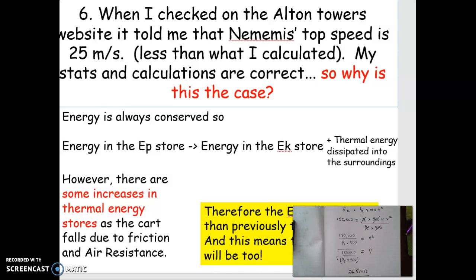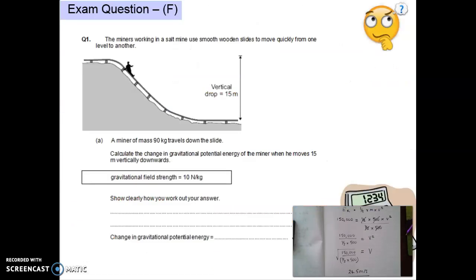Now let's look at application in terms of a foundation question. This would be a typical foundation question. You are given a miner of mass 90 kilograms, sliding down a slide, and he's got a vertical drop of 15 meters. Could you please work out the change in gravitational potential energy? You are calculating his EP. Off you go.